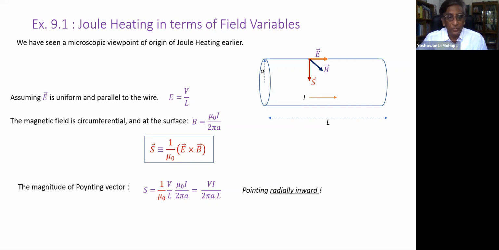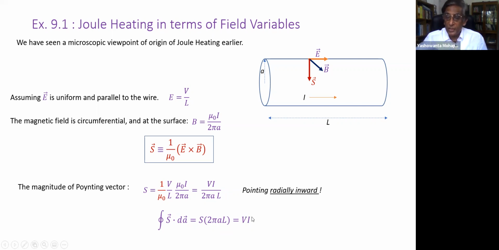Now let's calculate the total energy crossing the surface for this whole volume that we are considering. That will be S dot dA. S is minus s hat, and dA would also be in the same direction, for the flux coming in. So S times 2 pi aL, and the 2 pi aL and 2 pi aL cancel, so you are left with V into I.